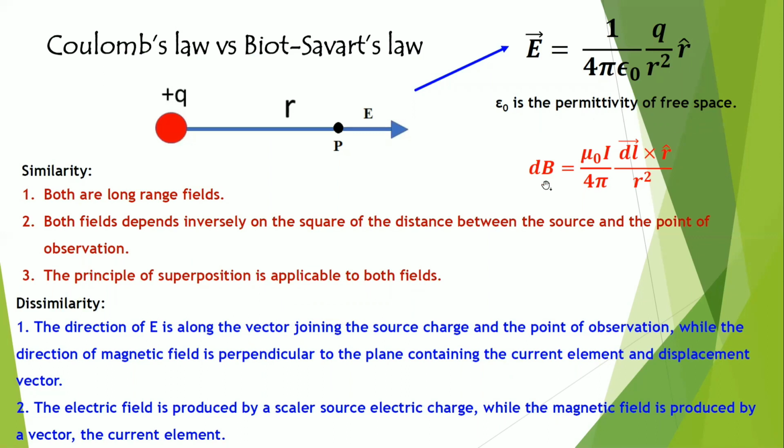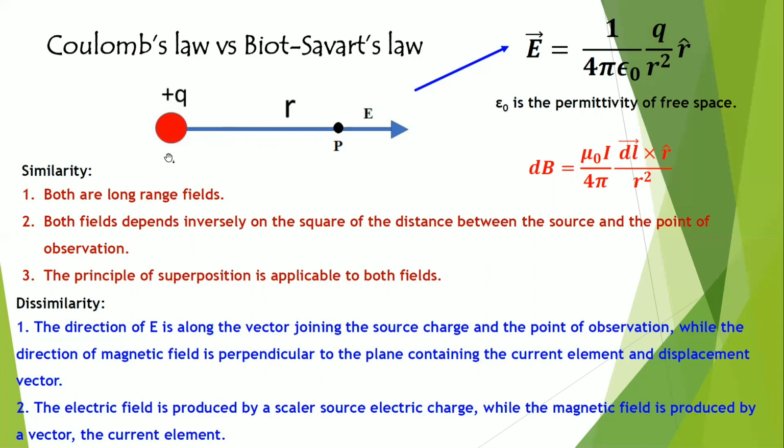And from Biot-Savart's law, you know the dB vector, it is a vector. The vector sign is missing here. So it is mu 0 I by 4 pi, dl cross r cap by r square. But what are the similarities and dissimilarities between them? From these two expressions, both are proportional to 1 by r square. So we can say that both these electric and magnetic fields are long range. They are inversely proportional to the square of the distance between the source and the point of observation.